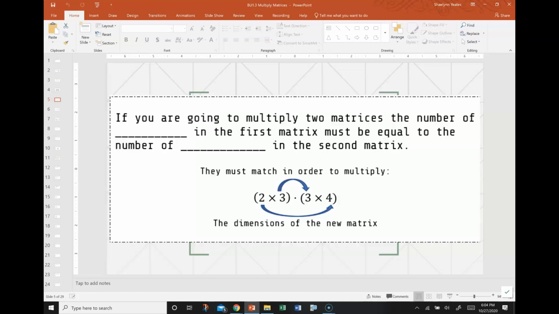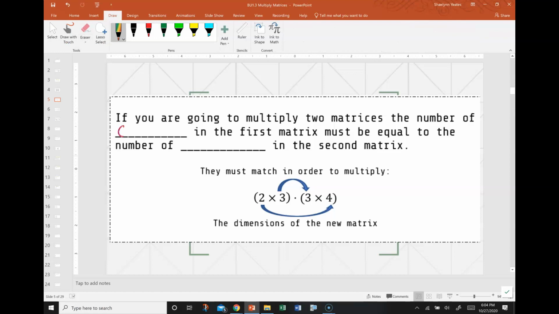So, the first one is if you're going to multiply two matrices, the number of columns in the first matrix must be equal to the number of rows in the second matrix. So, in other words, these two inside numbers must match.